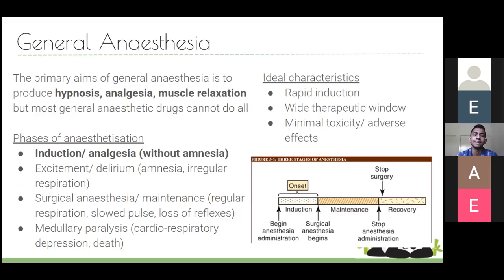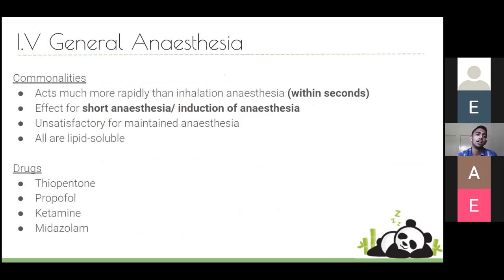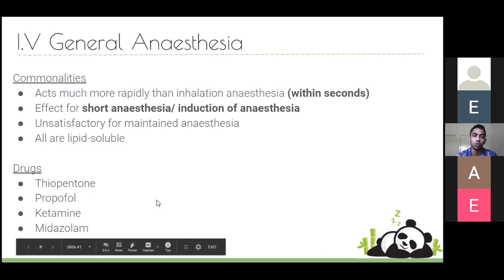So there's two types of anesthesia that we need to talk about. There's IV anesthesia, so through the blood, through our veins. And then there's our inhaled anesthesia. So IV anesthesia. Some features that we need to know about. It's very quick induction because it's going immediately into the blood. But because it's good for short anesthesia and induction, it's not good for long-term anesthesia. It doesn't last very long, and it's lipid soluble. These are the drugs that we'll be talking about.